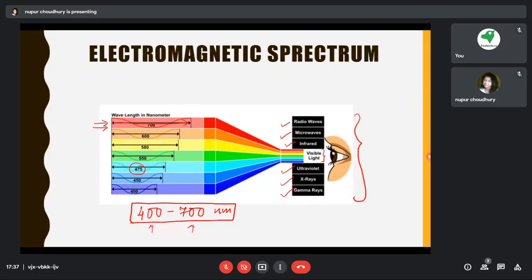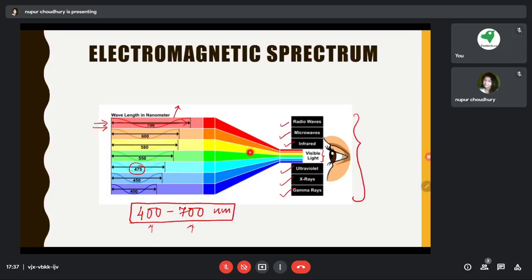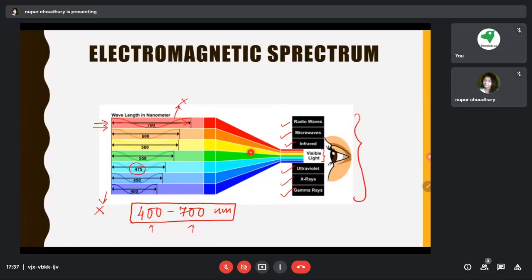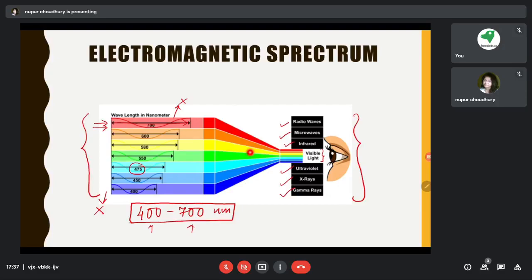Suppose the object is emitting light, or reflecting light, which is more than 700 nanometers or less than 400 nanometers, it will be invisible for us. We will not be able to see that object at all. So we have to understand that the visible spectrum lies within this particular range, which is 400 to 700 nanometers, and whatever colors we can see around us are basically the wavelengths which are reflected from the surfaces of those objects.